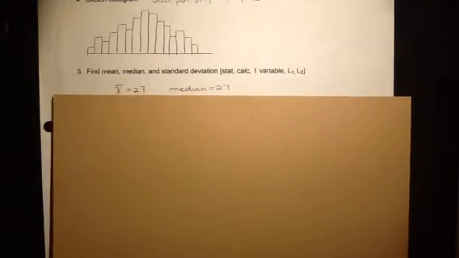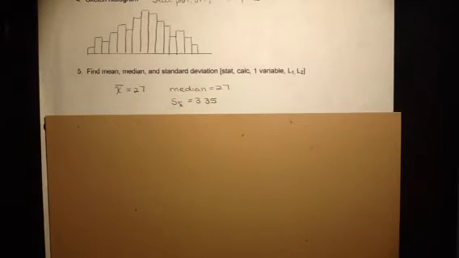So we can see from that we have a mean of 27 and a standard deviation of 3.35. That's looking at the Sx since we're taking a sample of data. Again, this will be more important later on. Right now, Sx and sigma x aren't that different. It won't be a big change if you use one or the other.